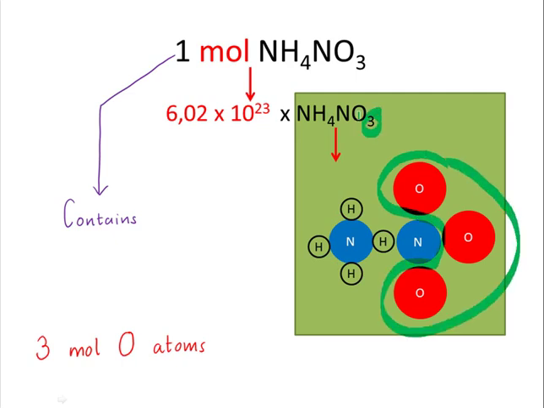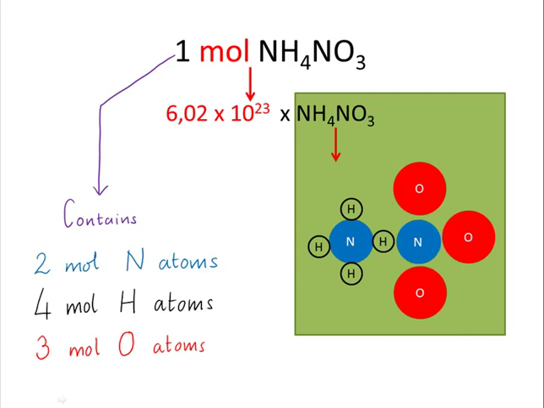So notice that how much stuff, how much matter makes up a mole depends on what you are counting as a particle. Because 1 mole ammonium nitrate is not the same thing and doesn't have the same mass as 1 mole nitrogen atoms or 2 moles nitrogen atoms, if you like.